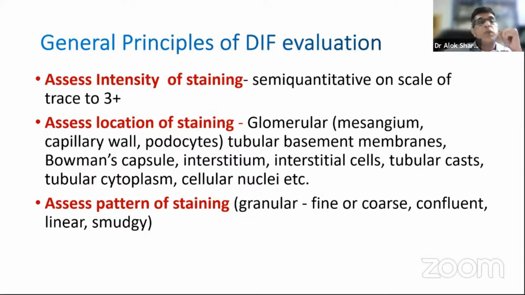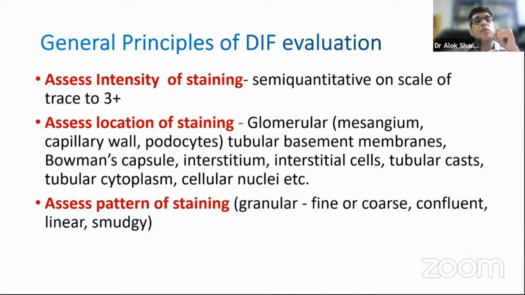The second step would be to assess the location of staining. So it could be glomerular, of course. It's a very glomerulocentric kind of an examination, but at the same time, we should not lose sight of the other compartments like the tubular basement membranes, Bowman's capsule, the interstitium, the interstitial cells, the tubular cytoplasm, the cellular nuclei which are infiltrating, which are present in the biopsy, all have to be looked at. And thirdly, you assess the pattern of stain. The pattern could be granular, confluent, linear, smudgy.